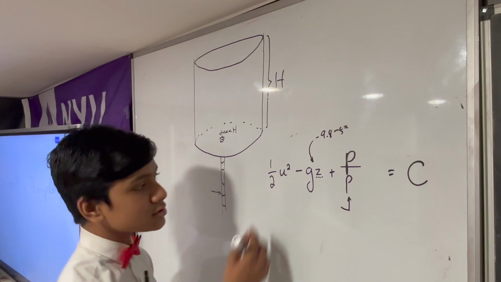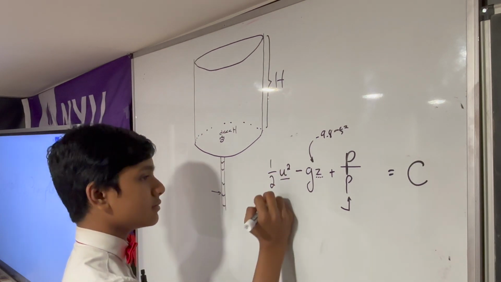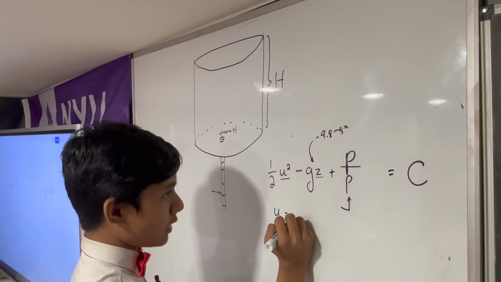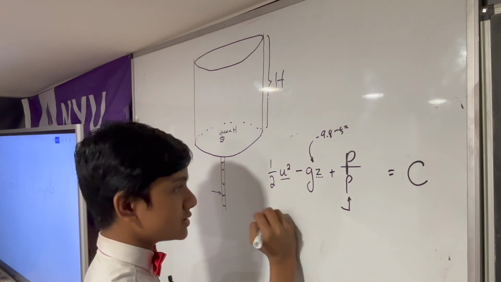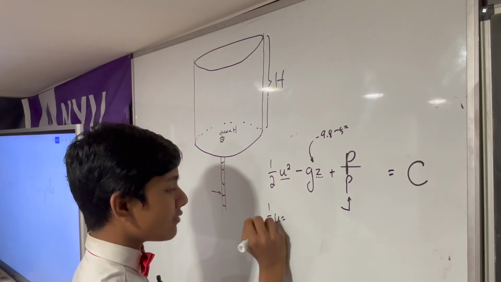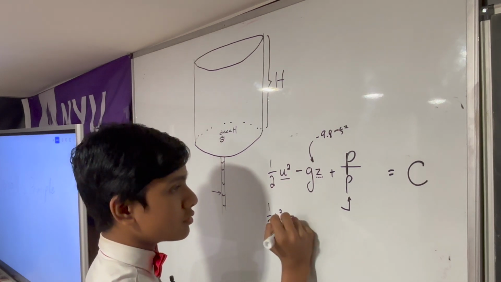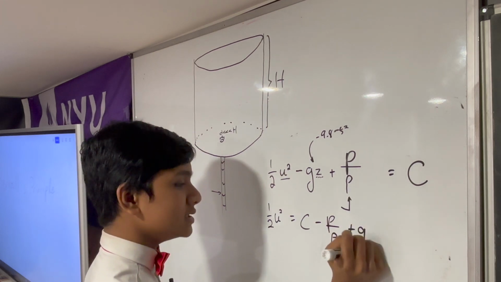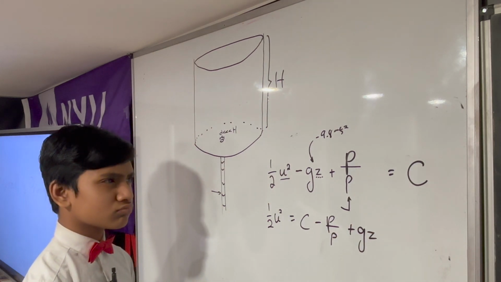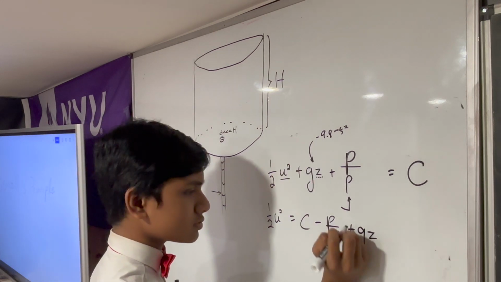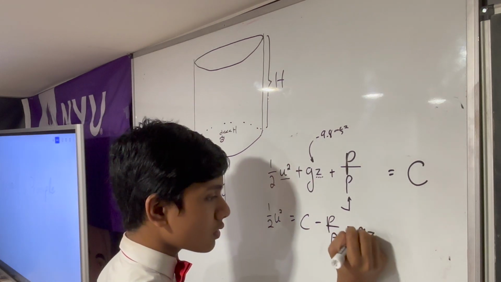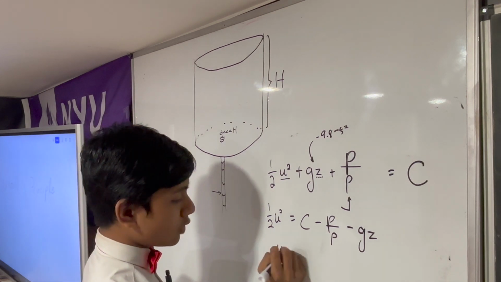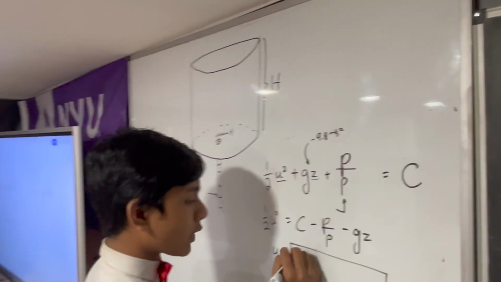So now, let's try and solve for that velocity. So you get u is equal to, well, you got to bring all these to the other side. So you get half u squared is equal to c minus p over rho plus gz. This will be plus. And now all we have to do is multiply by 2 on both sides and square root.